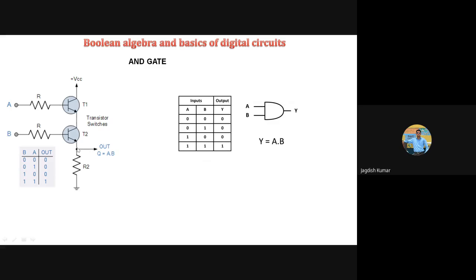So now what will happen? There will be a flow of current in the circuit. And of course, the current will depend upon what? The value of this resistance. So current will be equal to VCC over R2.